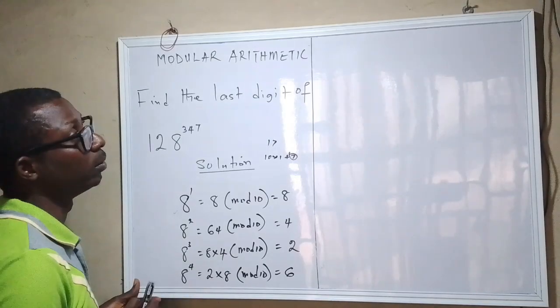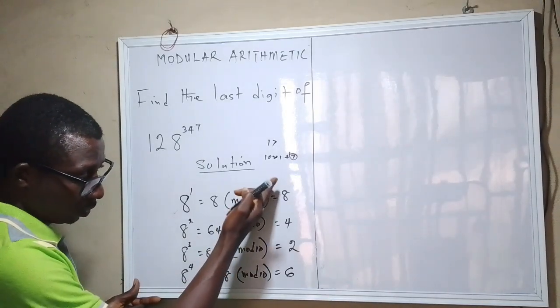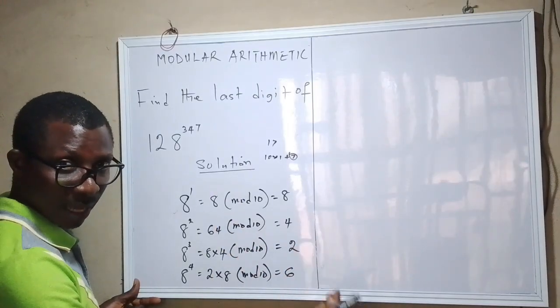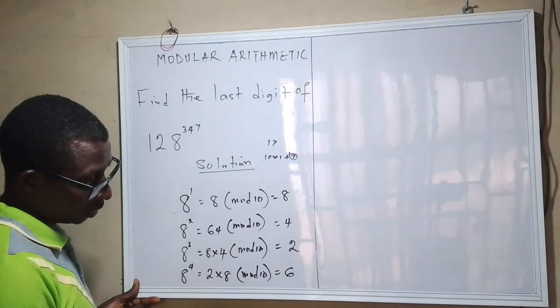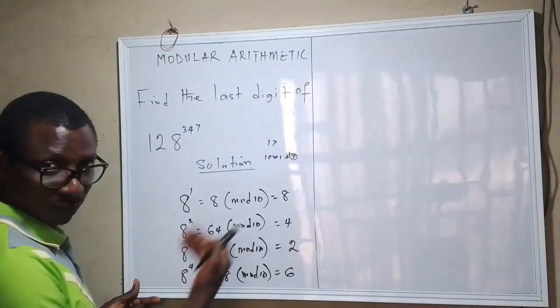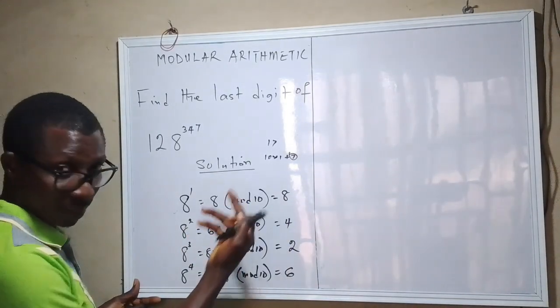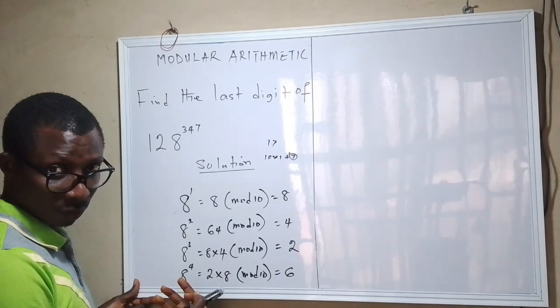Okay, so now we will continue doing this process until we get to a number that we have gotten before. Once we get a number that we have gotten before, that is, we get 8 back, that means we are going to stop.